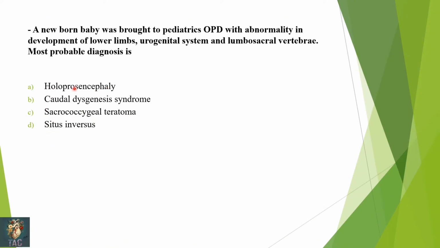So please remember, holoprosencephaly is an abnormality of the prosencephalon, that is the forebrain. The caudal dysgenesis syndrome is a condition in which the mesoderm is not added by the primitive streak to form the caudal areas, that is the lower limb, the urogenital system, and the lumbosacral vertebra. Sacrococcygeal teratoma is a remnant of the primitive streak, and situs inversus is a condition in which the different organs are not present at their normal site and are present on the opposite side, like the appendix on the left side and the heart on the right side, etc. So in this condition, the answer is the caudal dysgenesis syndrome.